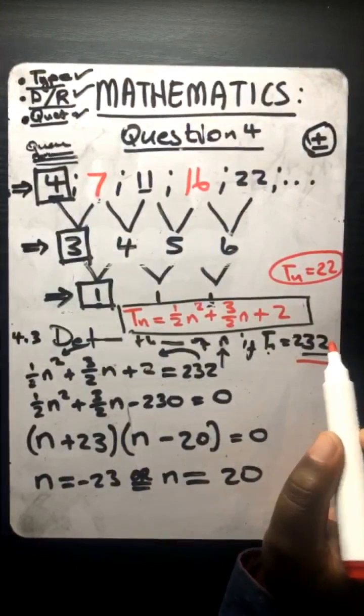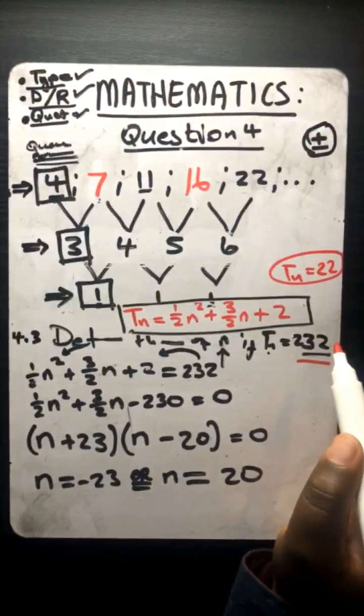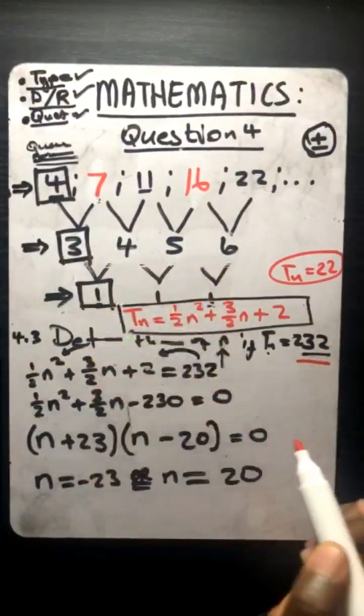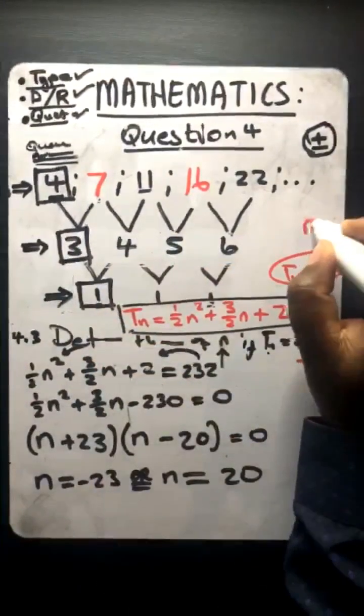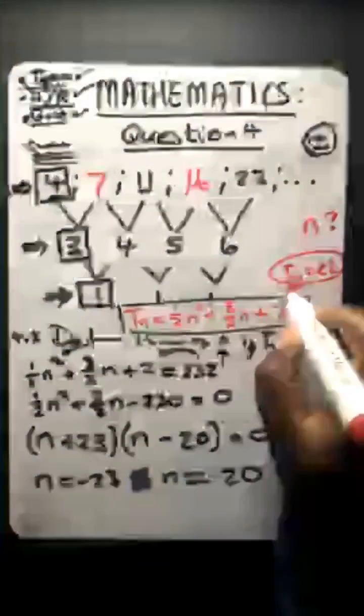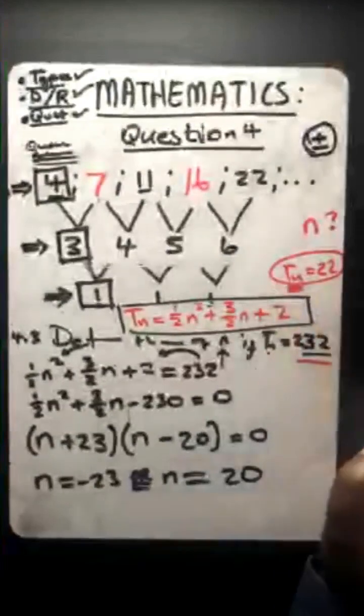This is now a question for all honorable members. On that number pattern, what is the value of n if Tn is equals to 22? Anyone who can tell?